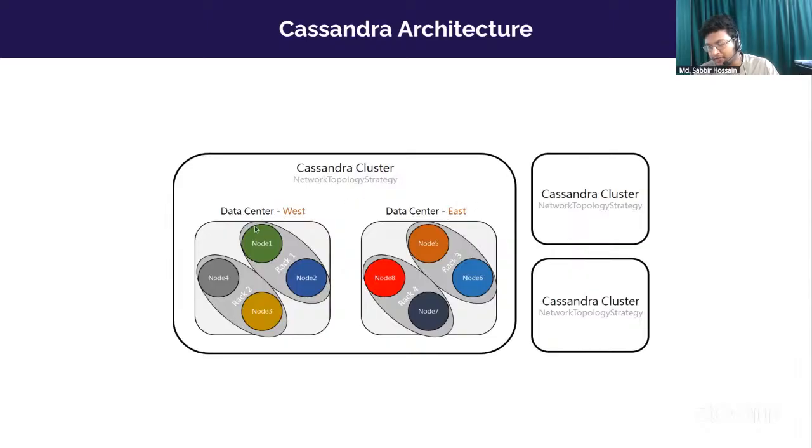Within every data center, there are multiple racks. In this case, there are two racks. And within every rack, there can be multiple nodes. In this case, there are two nodes on every rack, but there can be three nodes in this rack and two nodes in this rack. I mean, the number of nodes is not constant in every rack.